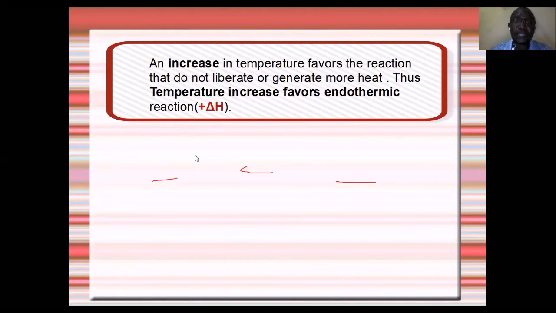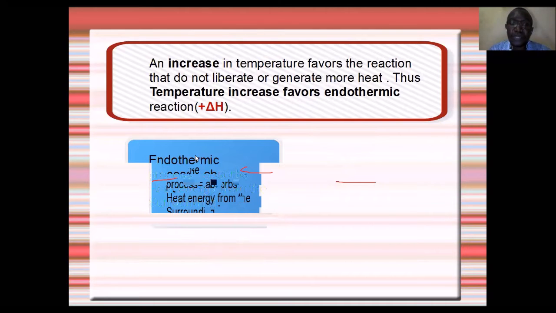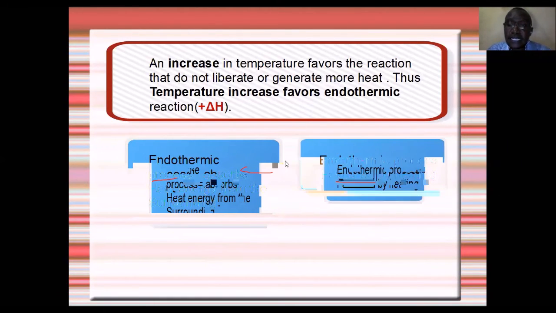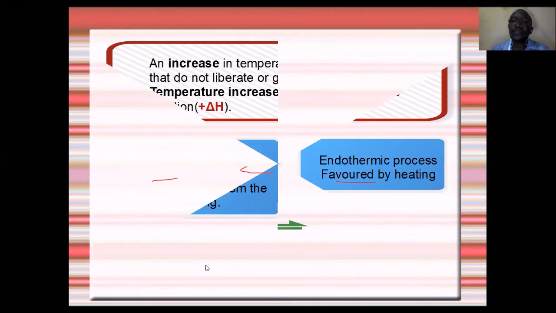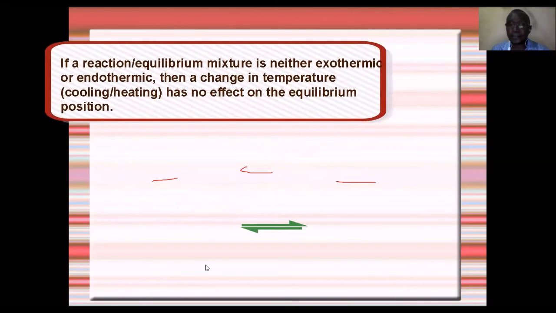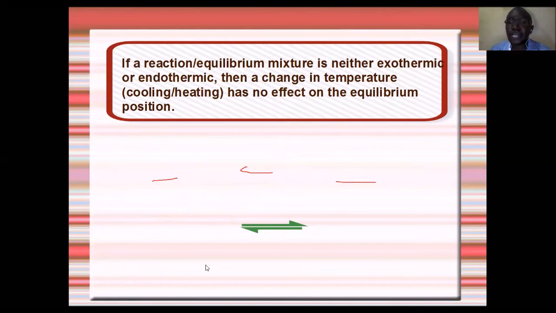This is what I'm saying. It absorbs heat energy from the surroundings. It is favored by heating. So if you raise the temperature, you favor that particular process. If an equilibrium mixture is neither exothermic nor endothermic, then a change in temperature, that is either cooling or heating, has no effect on the position of the equilibrium.